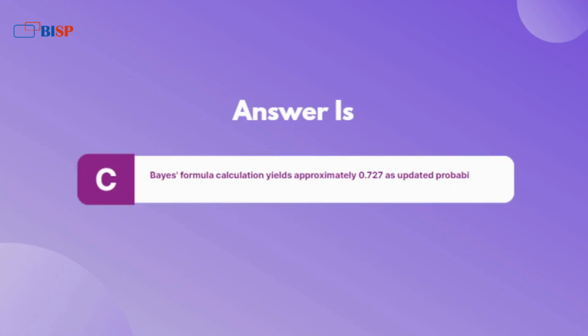Answer is C. Bayes' formula calculation yields approximately 0.727 as updated probability.